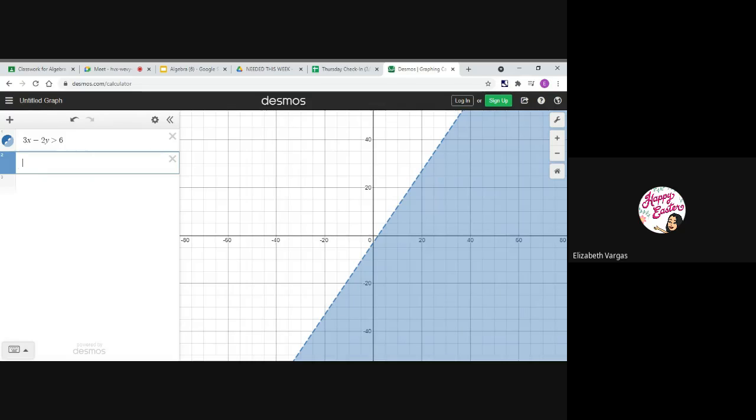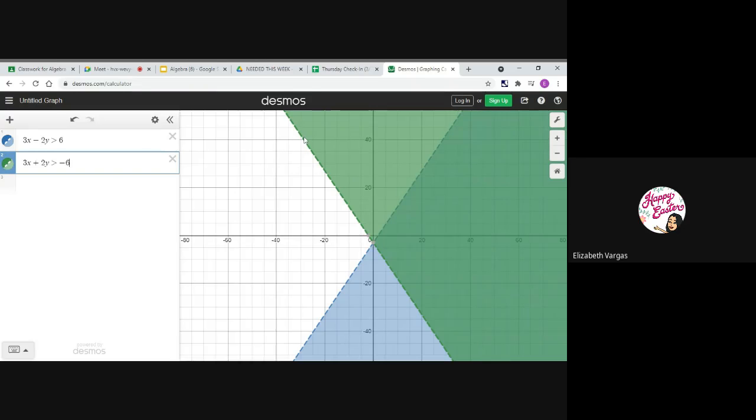You'll notice this is our incorrect answer, the one I'm about to put in. 3x plus 2y is greater than negative 6. And so you'll see that's a completely different graph than the graph we're looking for.